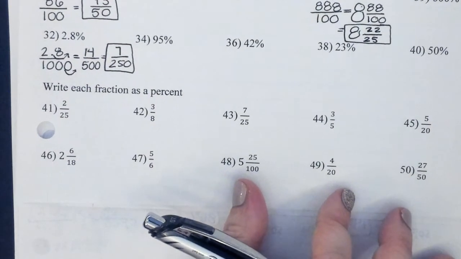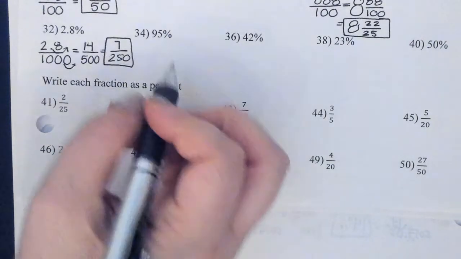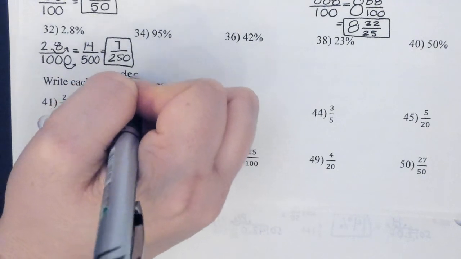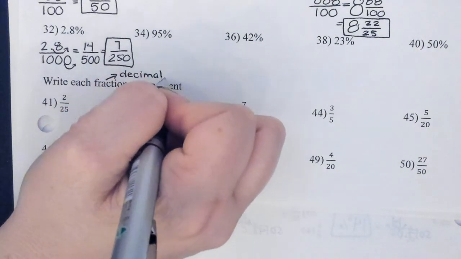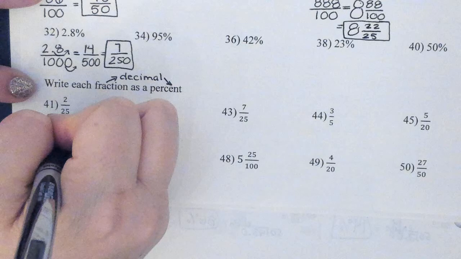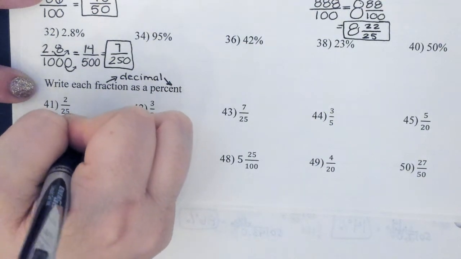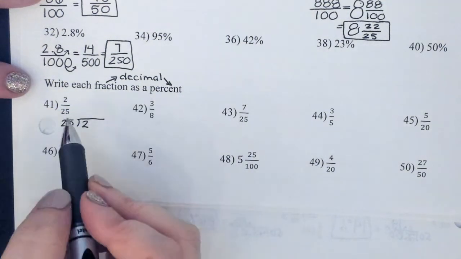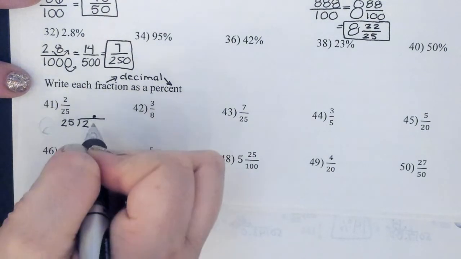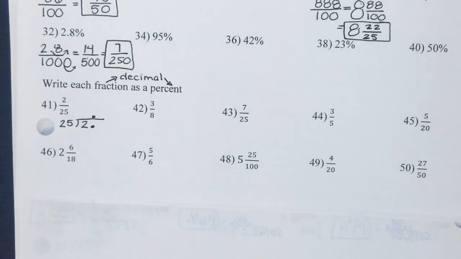Okay. Number 41, I want to change the fraction to a percent. Now, the first thing we're going to do is make our fraction a decimal, and then I'm going to make my decimal a percent, because to make a decimal a percent, all I got to do is move it over. Right? So we're going to make it a decimal, and then we're going to make it a percent. So I'm going to put 25 at the door and 2 in the house. Can 25 go into 2? No. So we're going to add a decimal and raise it to the roof, and then I'm going to use my calculator to divide that.